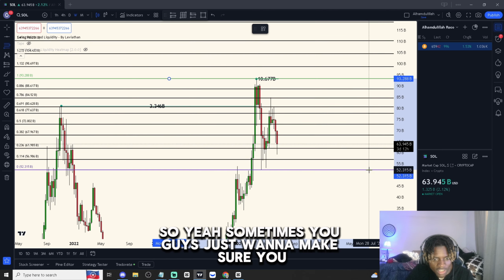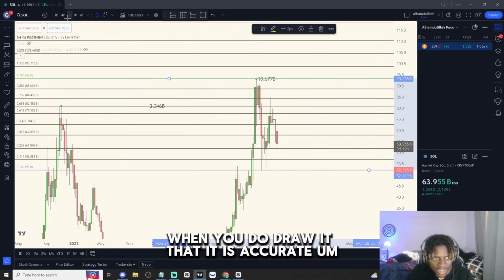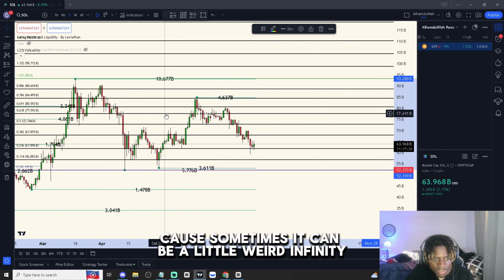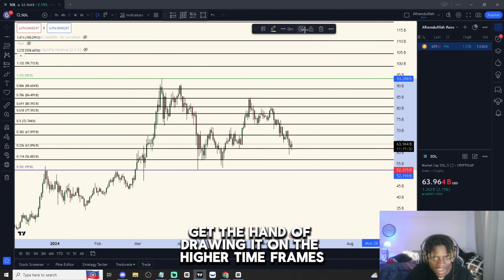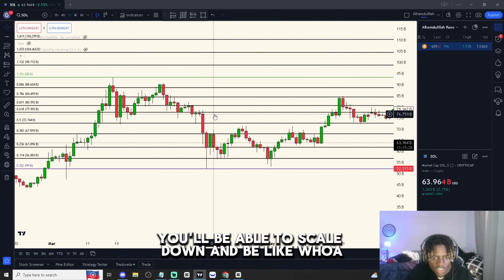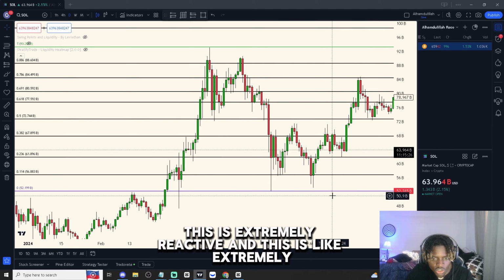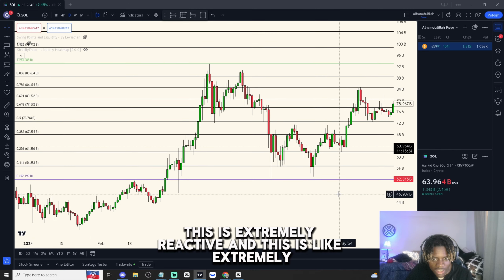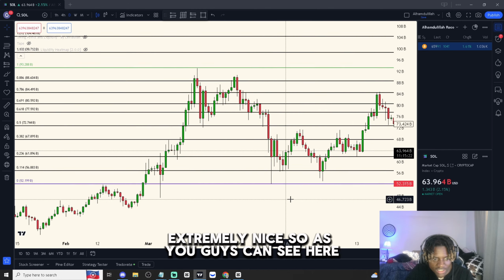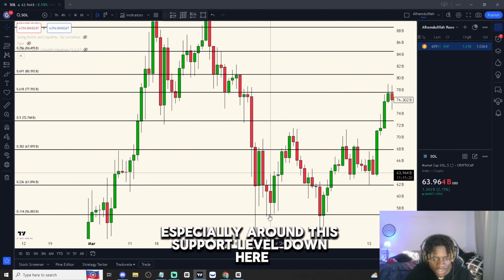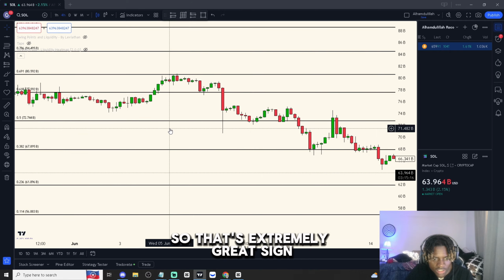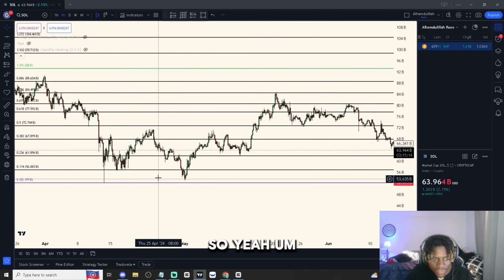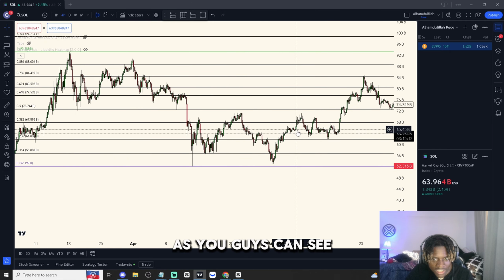Sometimes you guys just want to make sure when you do draw it that it is accurate, because sometimes it can be a little weird and finicky. But once you get the hang of drawing it on the higher time frames, you'll be able to just scale down and be like, whoa, this is extremely reactive. As you guys can see here, especially around this support level down here, we're getting some very nice buying happening around here. That's an extremely great sign.